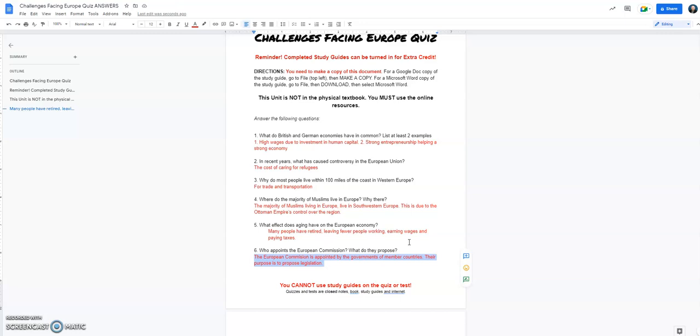So basically every country in the union, every member of the European Union, appoints people to the European Commission, right? So you appoint people to the Commission, and then those people propose legislation, meaning they propose laws, taxes, things like that, right?